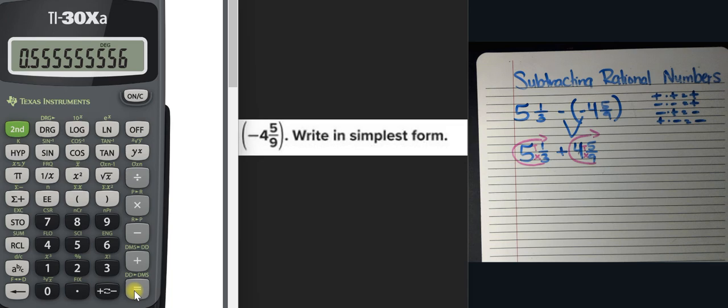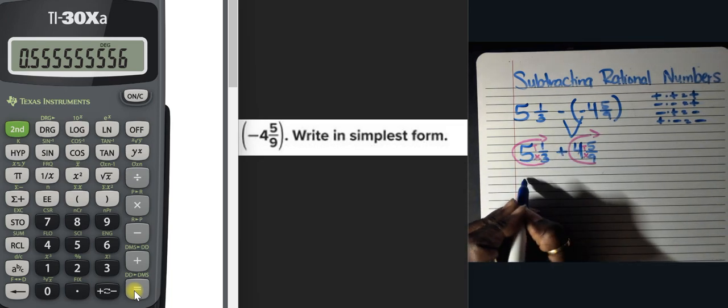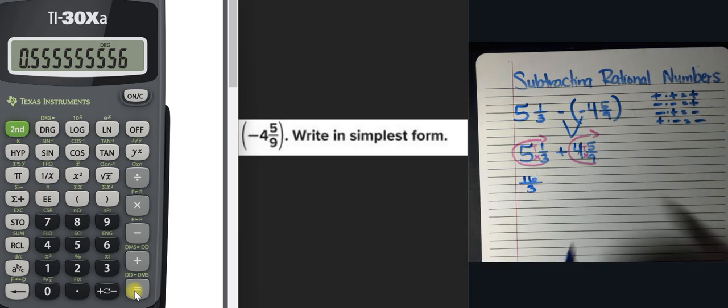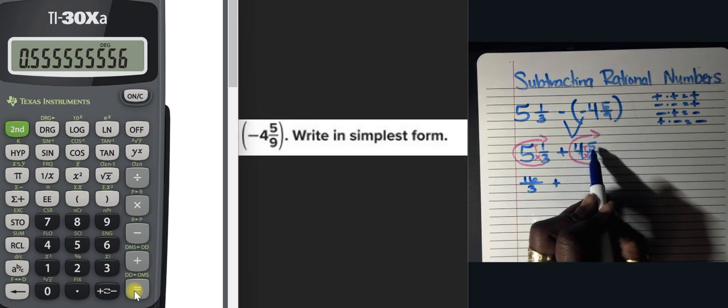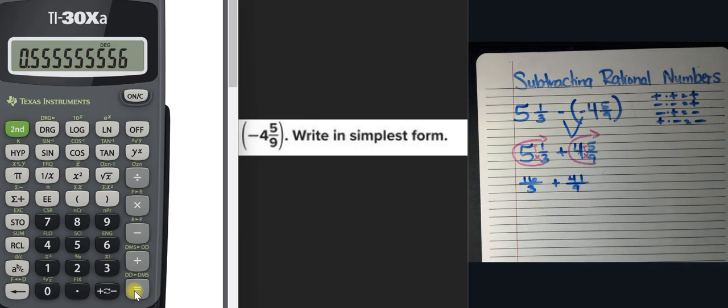So what we have here is 3 times 5. That gives me 15, and 15 plus one more gives me 16. Remember, your denominator will stay the same, right? So that's going to stay at 3. Plus 4 times 9, or 9 times 4, that's 36. 36 plus 5, that's 41. So we have 41 ninths, okay?